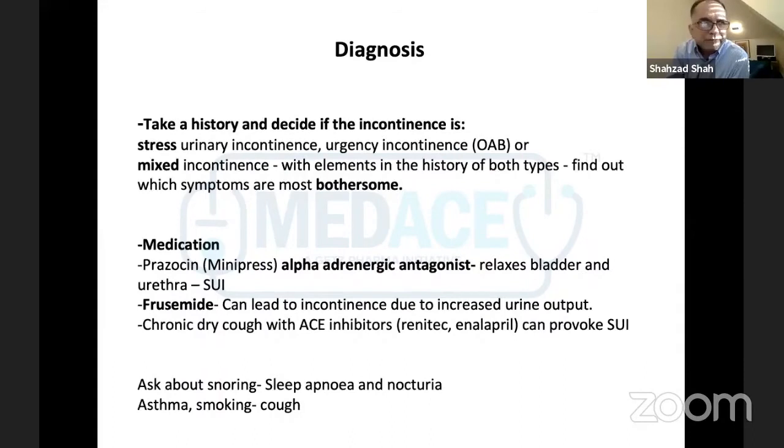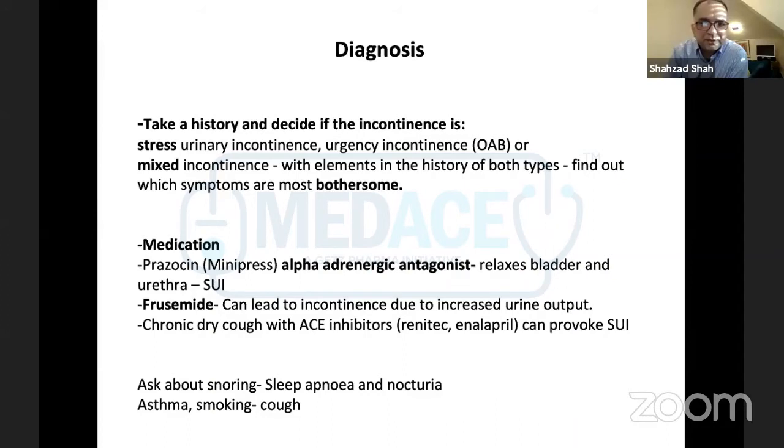So whenever you come across such patients who you suspect have functional issues rather than other problems, as with all good medicine, take a good history and decide if the incontinence is stress incontinence, urgency incontinence, or mixed incontinence. And when you have elements of both, which is both leakage on stress and urgency, find out which symptoms are more bothersome. Always take a good history with regards to the medication.